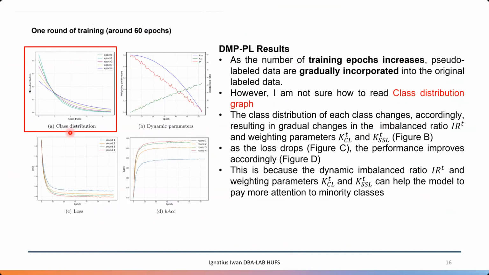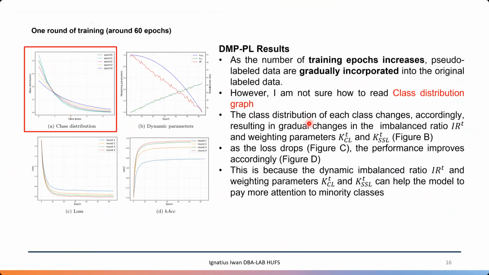So, like I said before, I'm not sure about the way they calculate the round. In here, from the table, from the graph, it seems that one round of training equals 60 epochs, because for the settings, they set the training to only one round. So you can see as the number of training epochs increases, pseudo-labeled data are gradually incorporated into the original unlabeled data. However, for this graph, I'm not sure how to interpret it correctly.